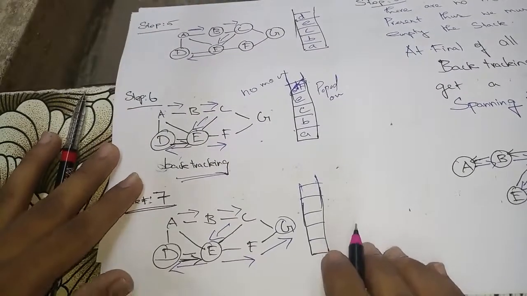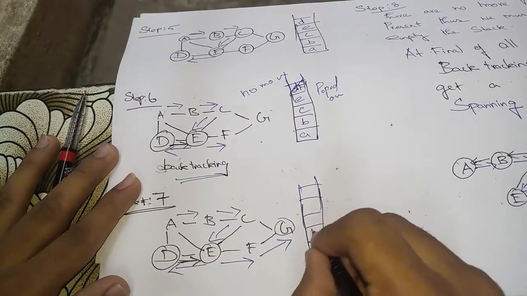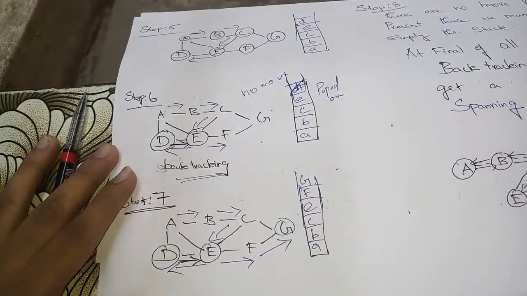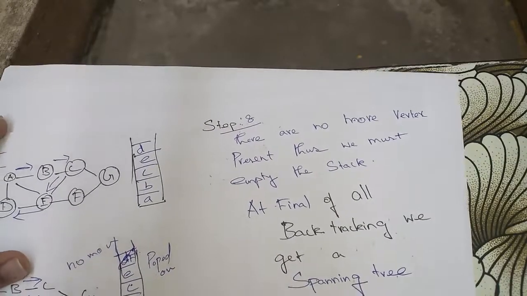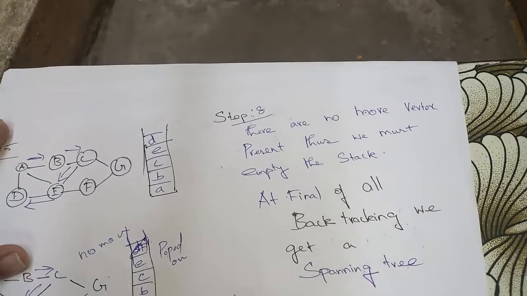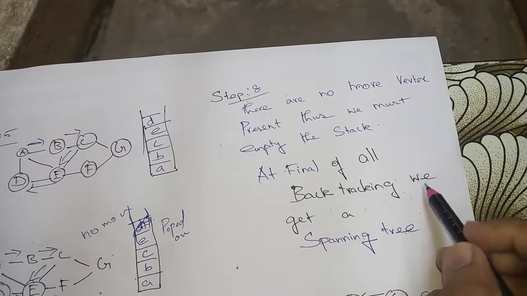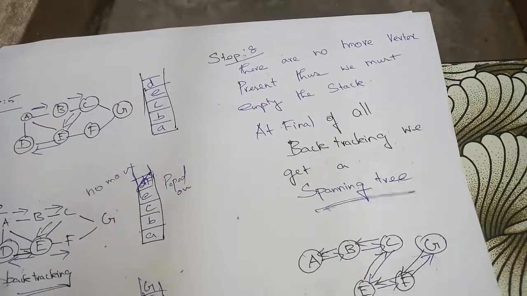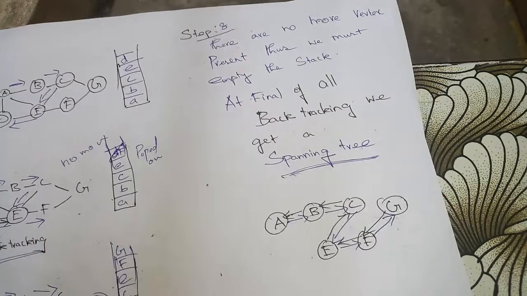After F is pushed in, G is pushed in. So the stack is C, E, G. After G there is no more vertex to be pushed in from the stack, so we must empty the stack. By finally doing the backtracking, we can get a spanning tree. In the end, after using backtracking from all the vertices, we get the final spanning tree.